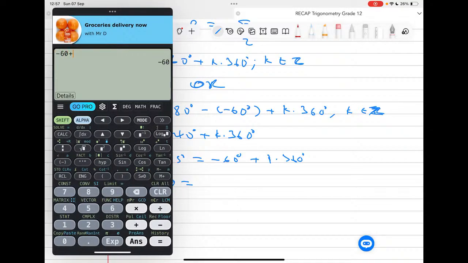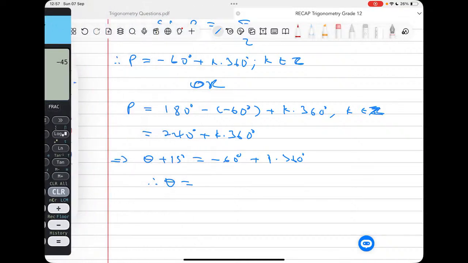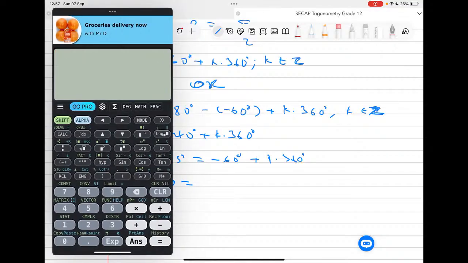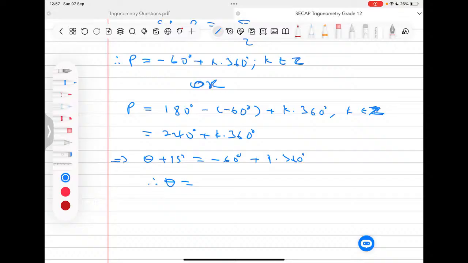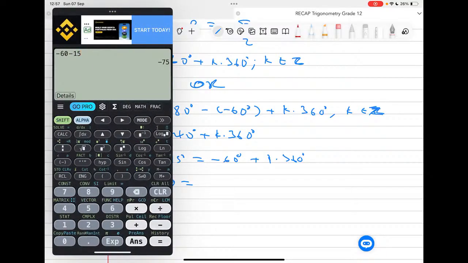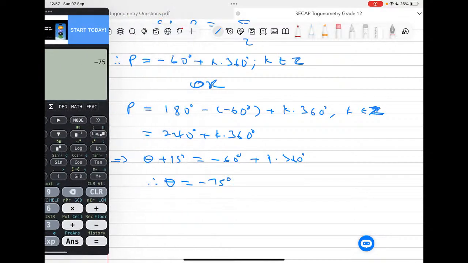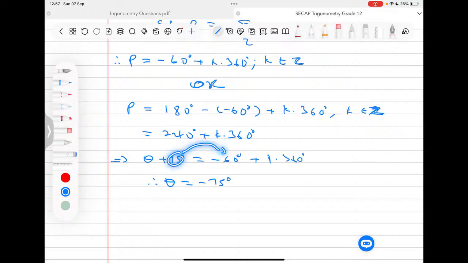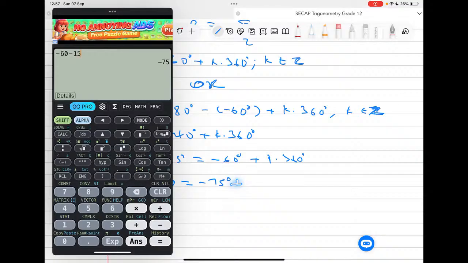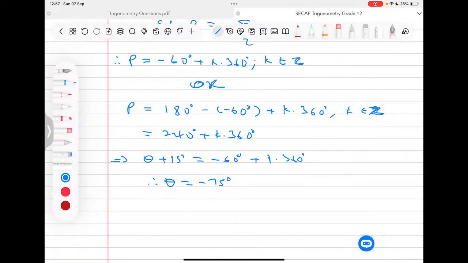Negative 60 plus 15, giving me negative 45. Am I doing it correctly? No, I'm not. I'm going to have a 60 minus 15. That should be 75, yeah? So we're going to have negative 75 here. Because remember, this 15 goes to that side. It becomes negative 60, negative 15. And we are adding K 360 degrees here. Right?